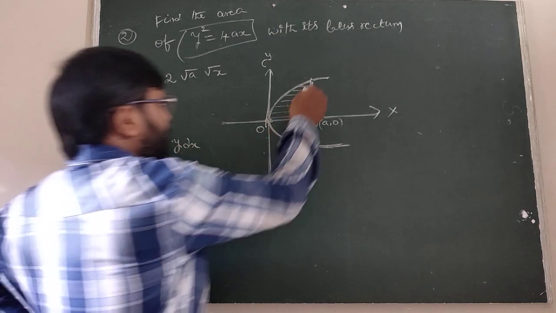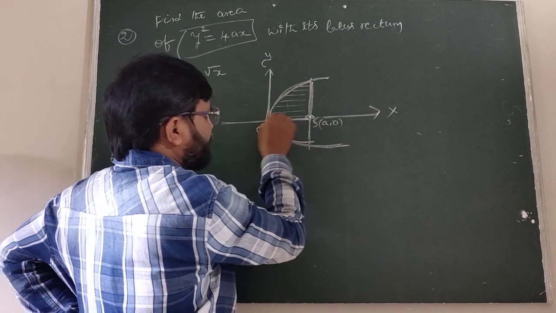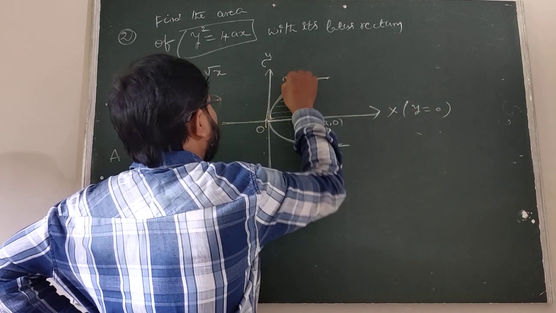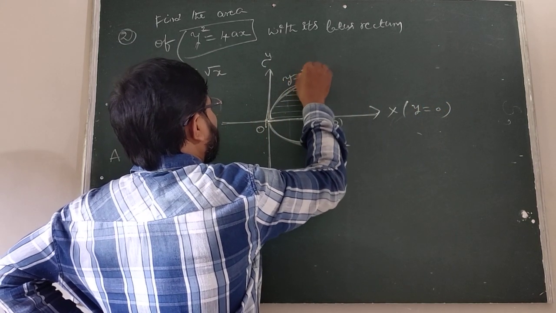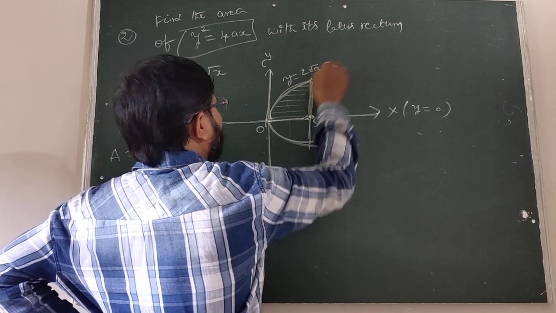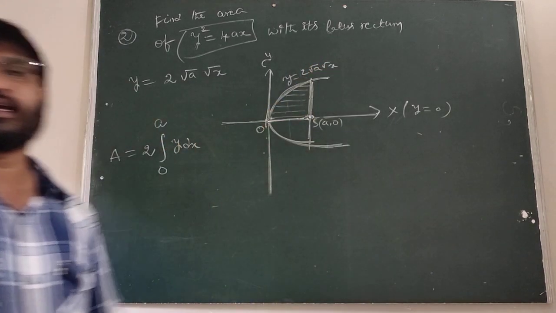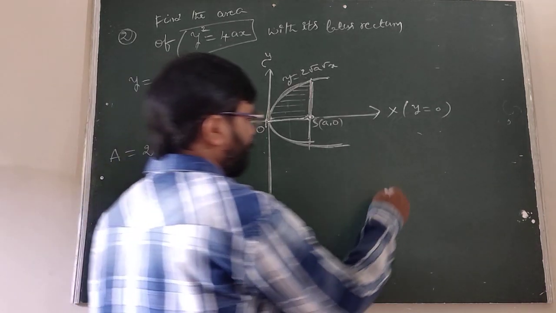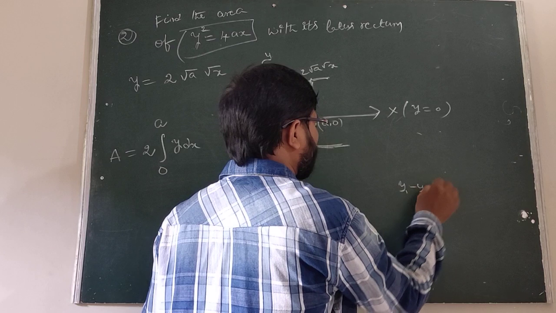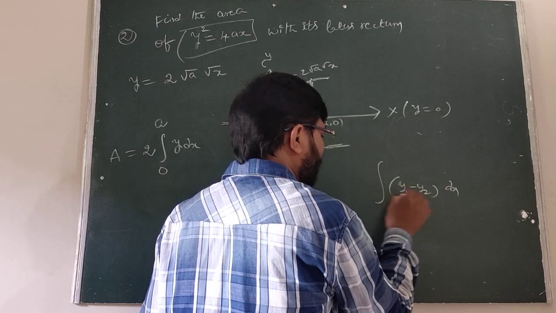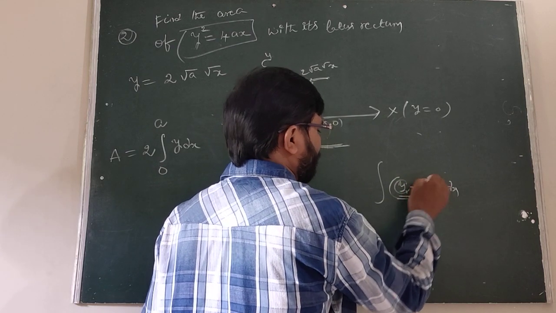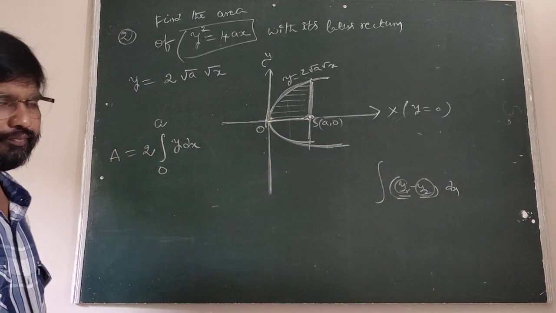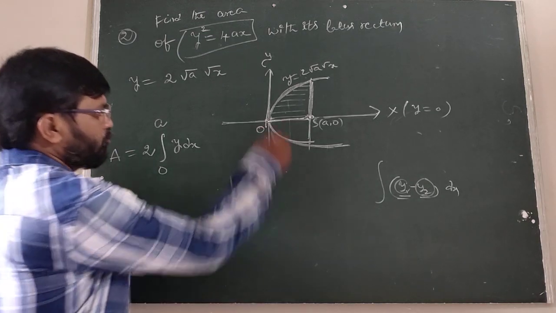How many curves are there? This is the curve. This is the x-axis. Therefore x-axis means y equals 0. Here y equals 2 into root a into root x. Yesterday we learned how to find the area between two curves, that is y1 minus y2. Simply you can write y1 minus y2 into dx. These y1 and y2 are in terms of x and the limits are also in x. You can write 0 to a.